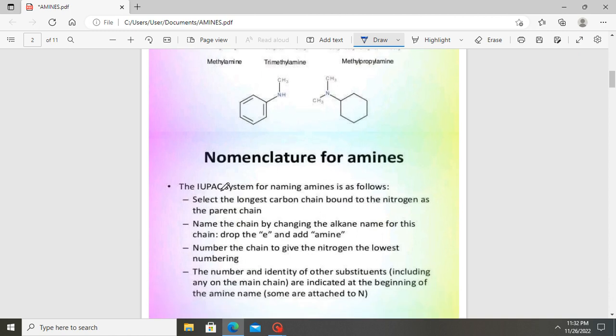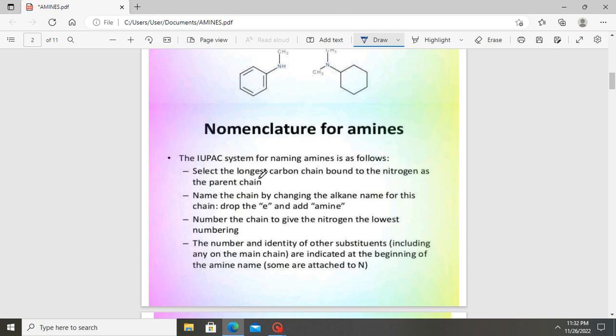Now, per the IUPAC nomenclature, the rule is similar to what is normally applied in all organic compounds, be it alkanes, alkynes, alcohols, aldehydes, ketones, carboxylic acids, or even esters. The rule still holds for naming amines too. Let's see the rules for naming amines, the IUPAC nomenclature system.